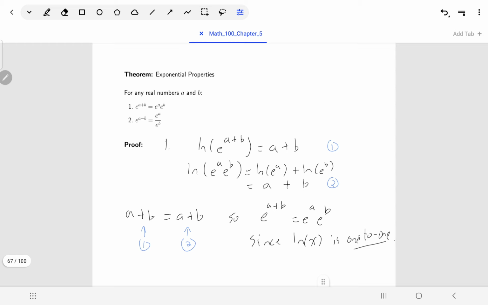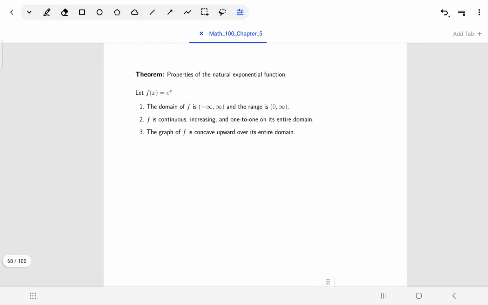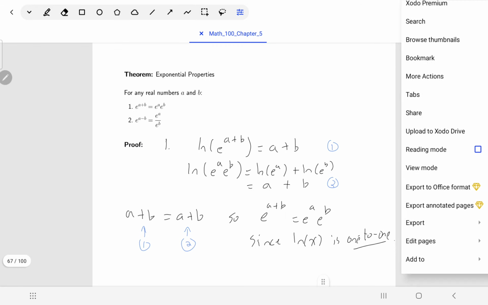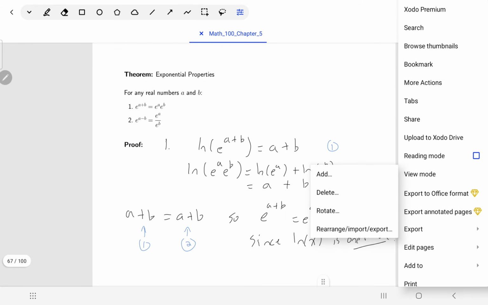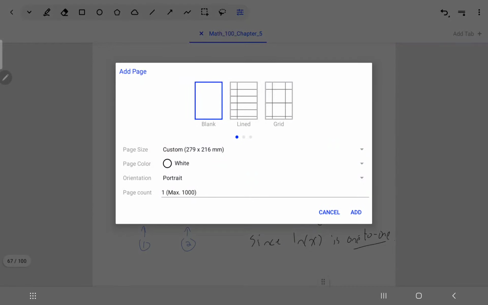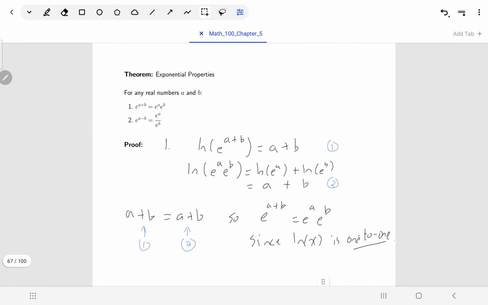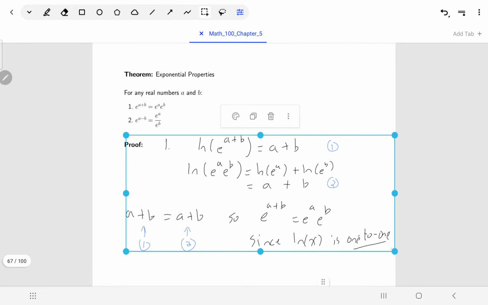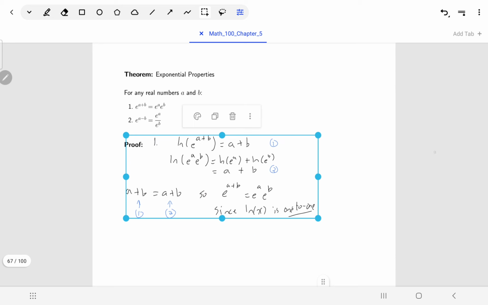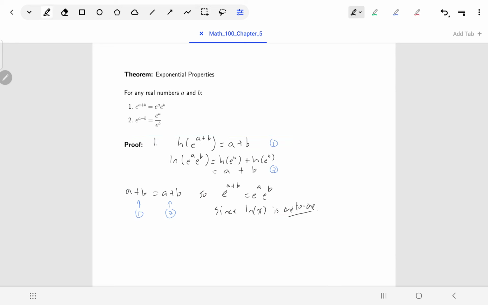We're going to prove the second statement in much the same way. So I'm going to take the natural log of each expression, the one on the left side and the one on the right side. And then with my log properties, it's going to show that I have exactly the same output for both, and so I'll make the same conclusion that I did for part 1. So let's do our proof for part 2, and this one I'll do a little bit faster.